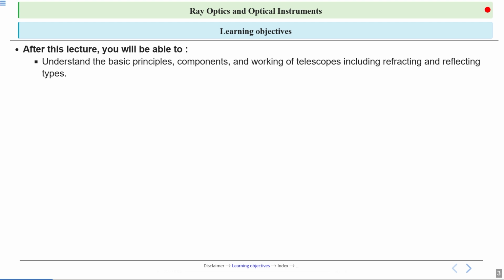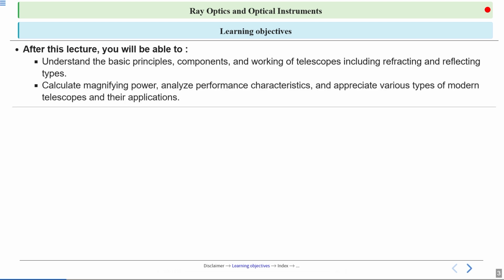Let's dive into our first objective, understanding the basic principles, components, and working of telescopes. We will cover how refracting telescopes use lenses to gather and focus light, while reflecting telescopes use mirrors. Pay attention to the differences in design and application, as these are crucial for their respective uses in observing celestial objects.